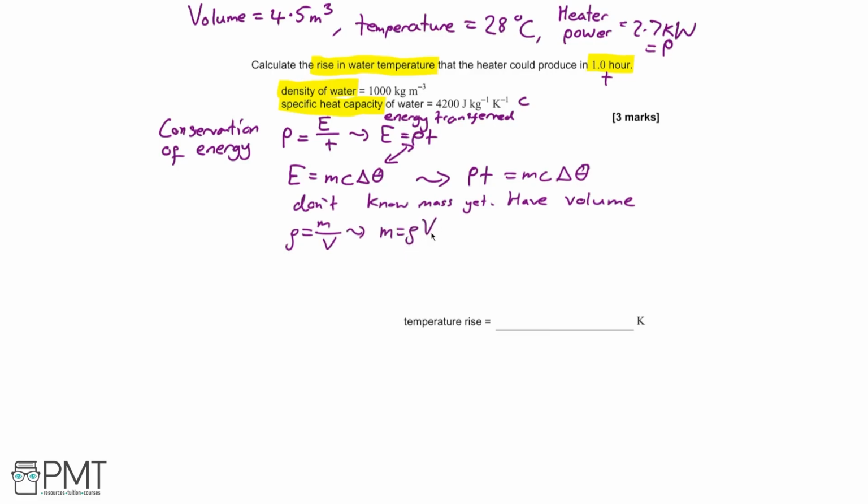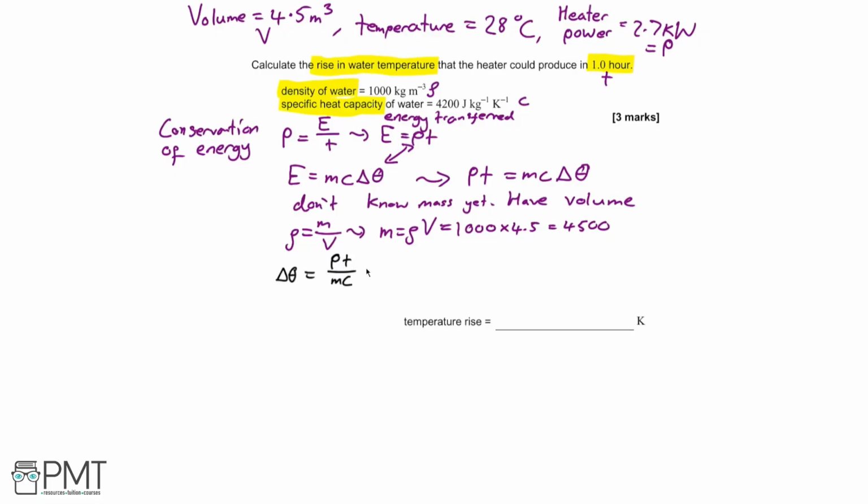So therefore, we can calculate that as being 1000 from the density, which is up here, multiplied by the volume, V, 4.5. So this is 4,500. Now we can rearrange for the temperature difference delta theta. Specifically, by dividing both sides of the equation by mc, we find that delta theta is equal to Pt divided by mc.